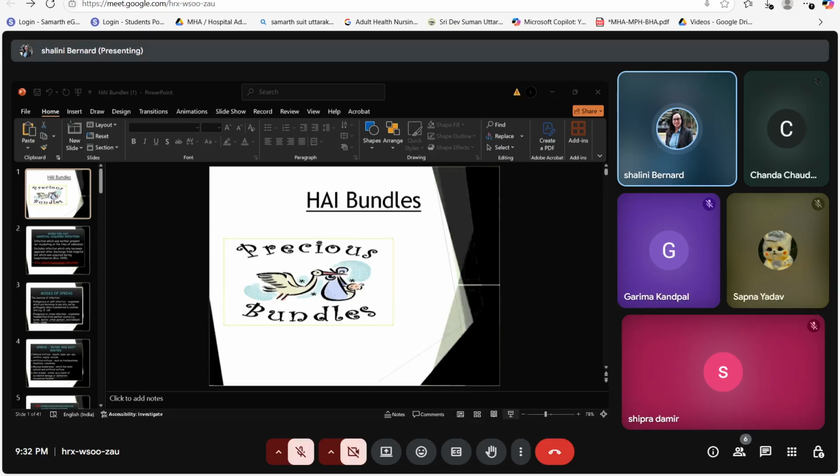For the cardiac surgery patient, we have to control the blood glucose level. Why? Because hyperglycemia can be associated with increased hospital morbidity and mortality. If the blood sugar level is high, there is a delay in wound healing. So we have to maintain the pre-operative and post-operative blood glucose level.